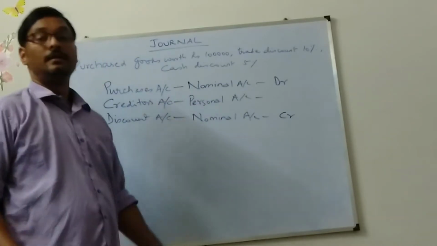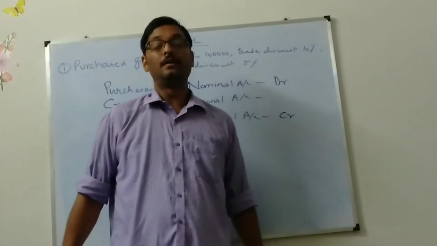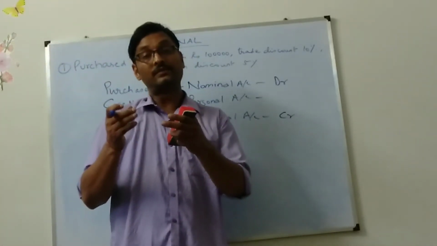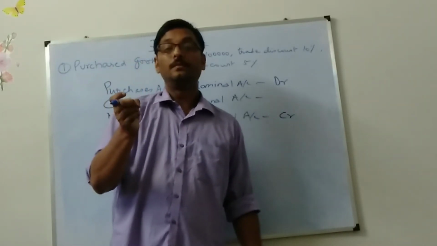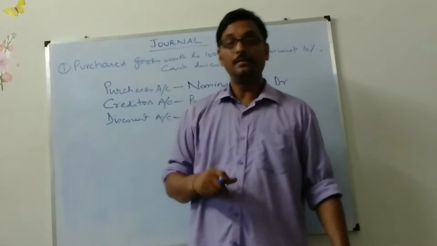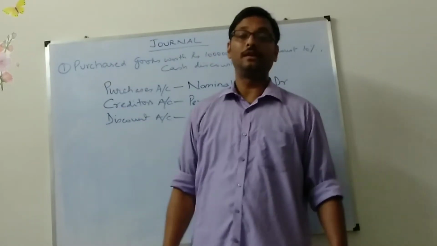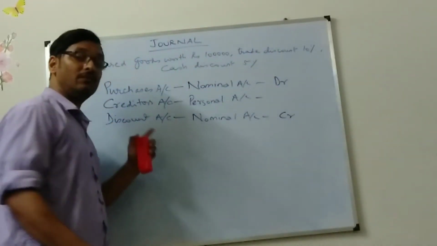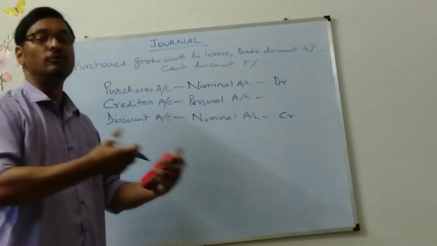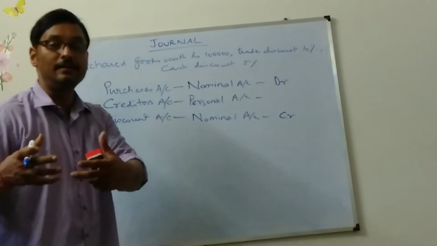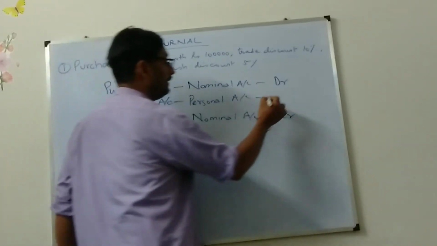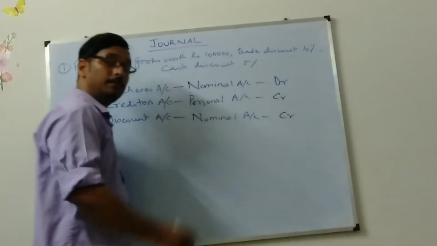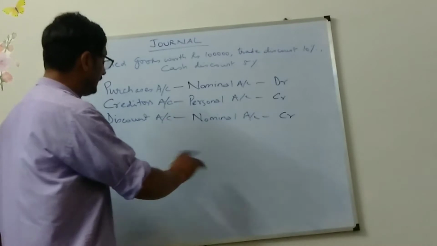Creditors is your personal account. Personal account: debit is the receiver, credit is the giver. When you are buying something, that person is giving goods to you. He is the giver. When he is the giver, then he will be credited. Now you make the journal entry.